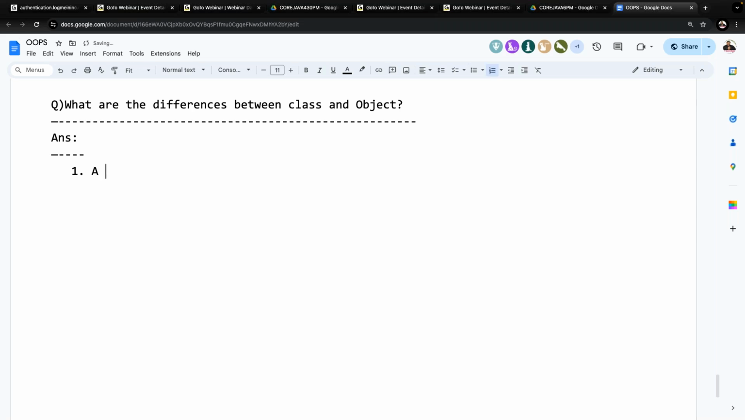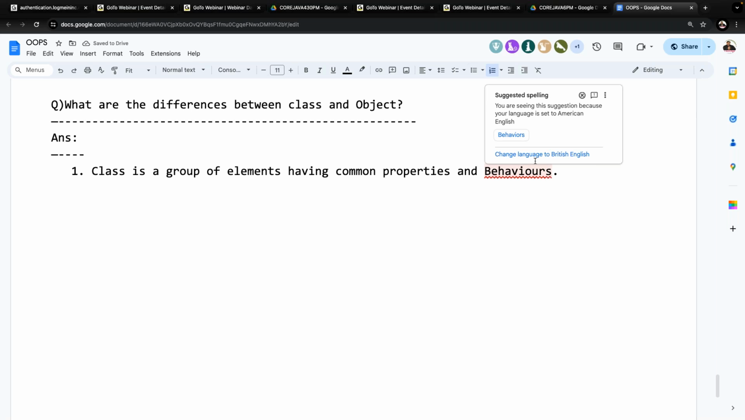Understand it clearly. Simply, a class is a group of elements having common properties and behaviors, right? So now this is exactly the meaning of a class. Again and again I'm telling you, if any group representation has common properties and behaviors, we can declare it as a class. All of you are getting clarity on this class? What is a class now? Right. What is an object? Listen carefully.